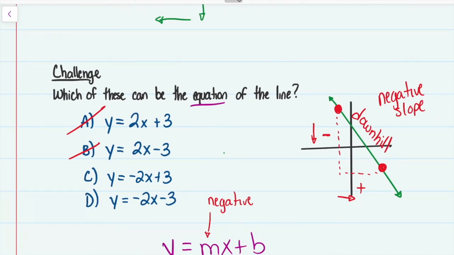Well, we already talked about slope. How about we talk about the y-intercept? Look at these y-intercepts, guys. This one is positive 3. The other one's negative 3.